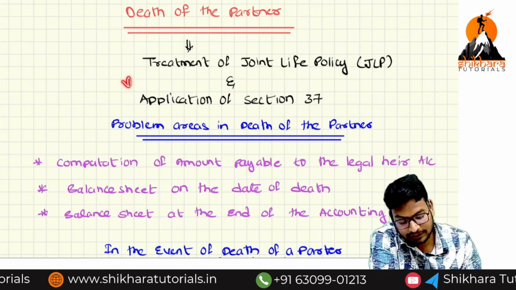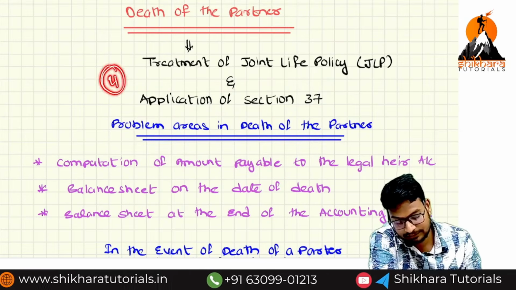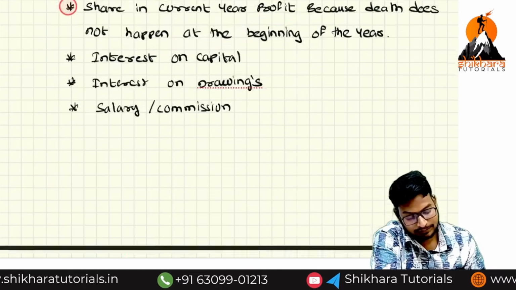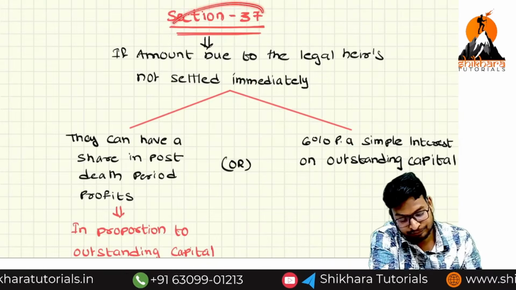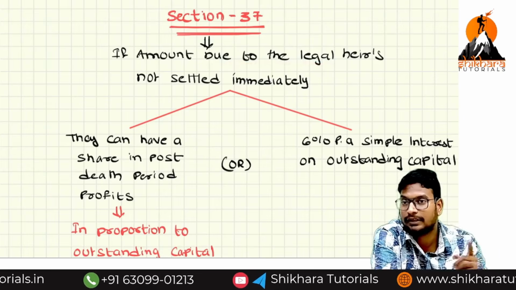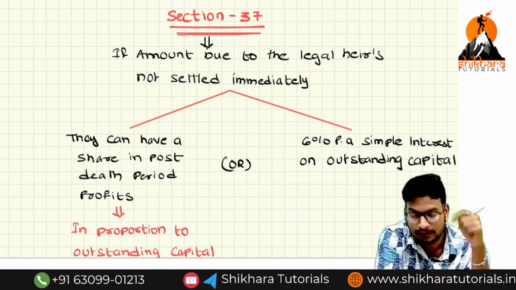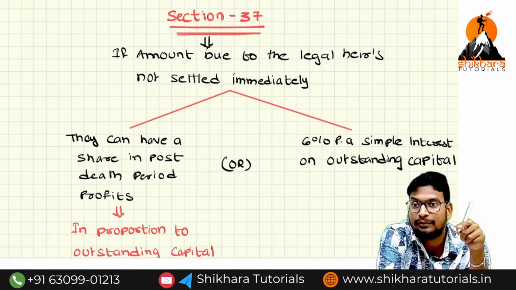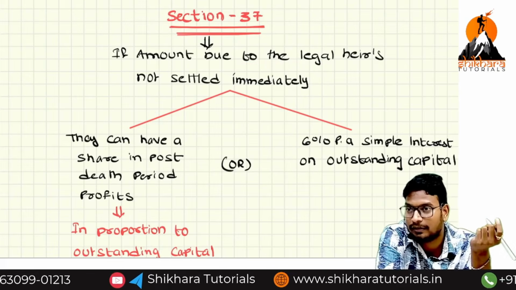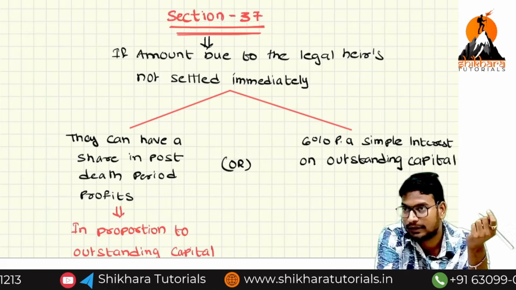This is the most important theory question they may ask you in the examination, for 4 marks. So what is Section 37 saying? The meaning of Section 37 is the amount due to the legal heirs. Normally in retirement, we take the unpaid amount as the partner's loan account. But here we should consider the unpaid amount as the legal heirs' account, because the partner will not be there now. For that reason, in the place of partner, we need to write legal heir.